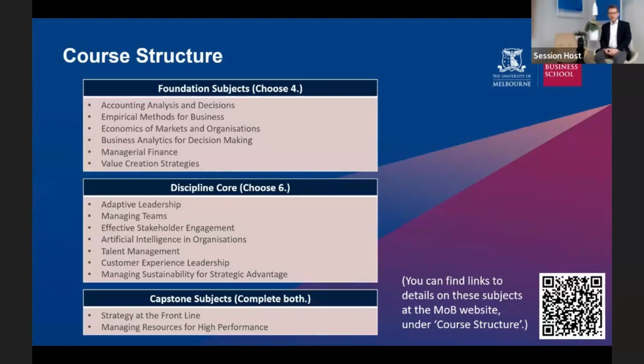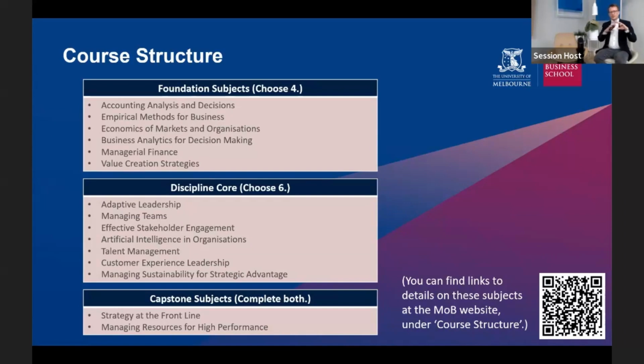So let's have a look at our course structure. Again, this is all on the website, and you can access that through the QR code there. And you can even look at the subjects in a little bit more detail by going to our website, and we will have some subject coordinators talk about a few of these subjects.